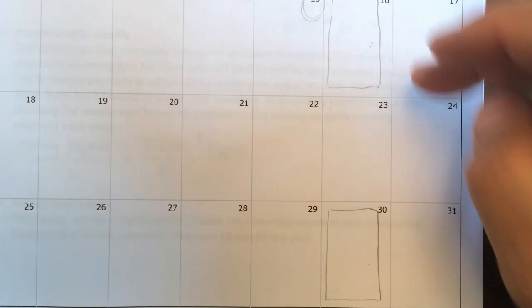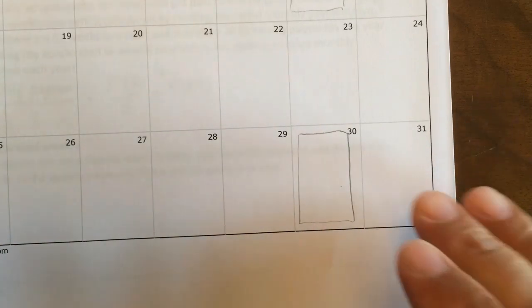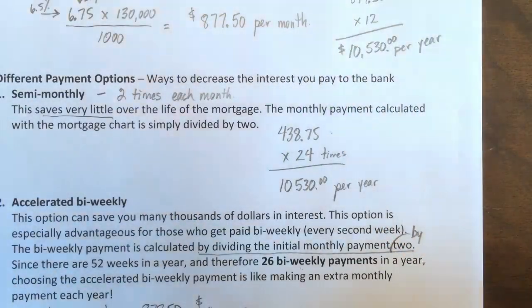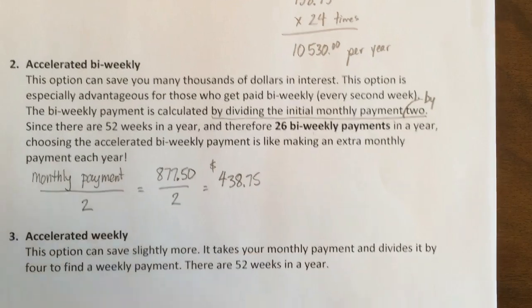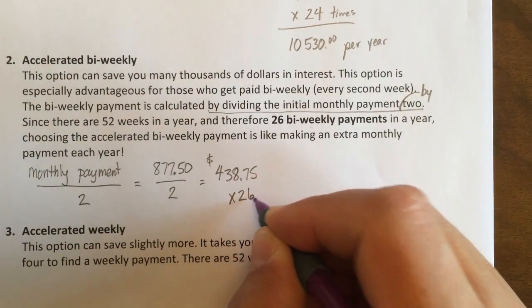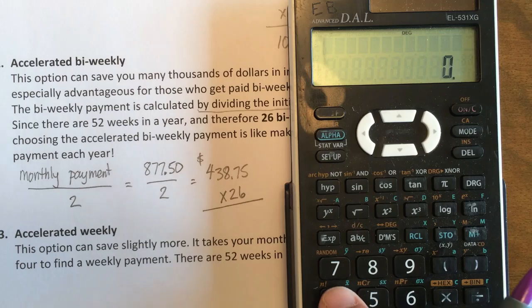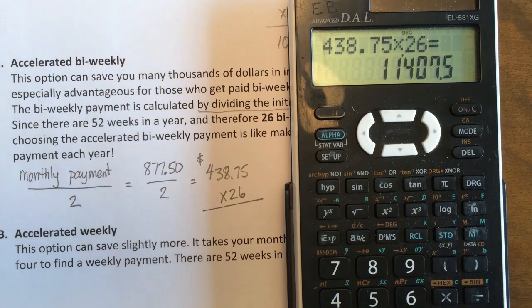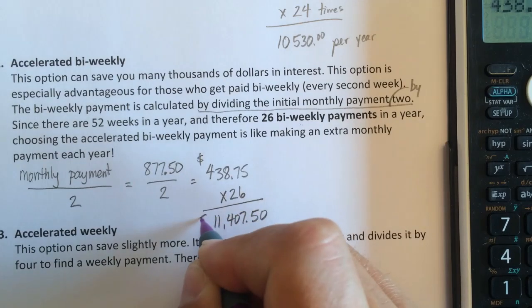Now, not every month is going to be like this. Many of the months you're going to only have 2 payments, but it's going to happen twice where you're going to have a third. So instead of making 24 payments, you're going to make 26, and that's what accelerated biweekly does. So instead of paying $438.75 twice in a month, sometimes I'll pay it 3 times in a month, and it ends up being 26 times per year. Well, at 26 times per year, how much am I paying? $438.75 times 26 is $11,407.50 per year.